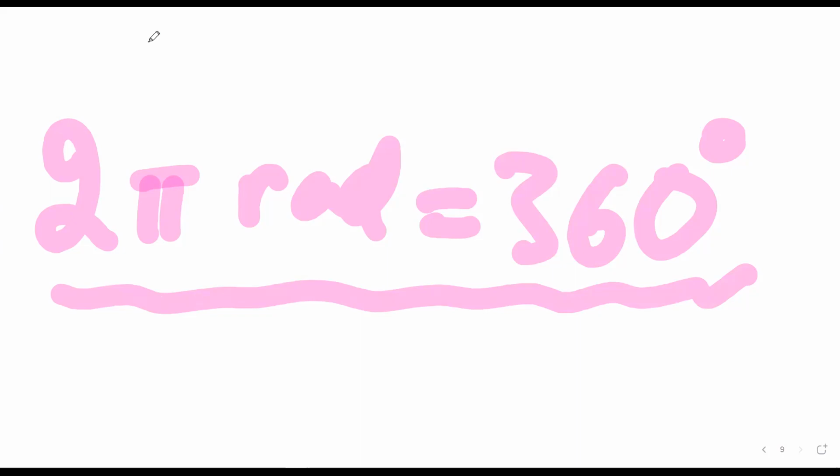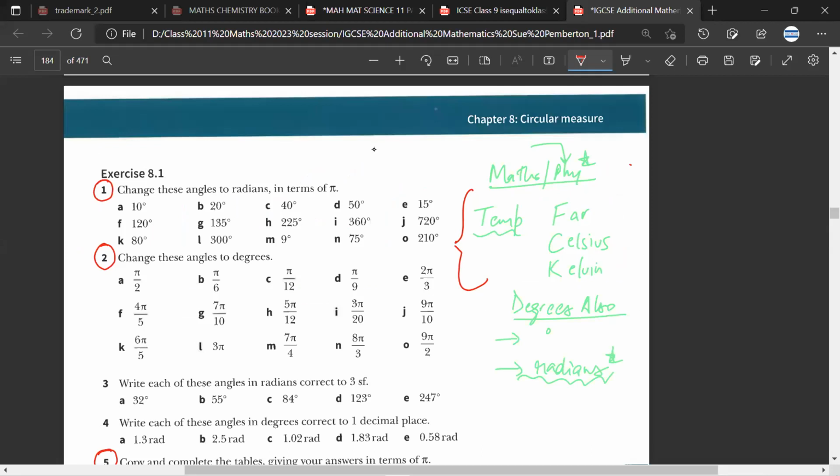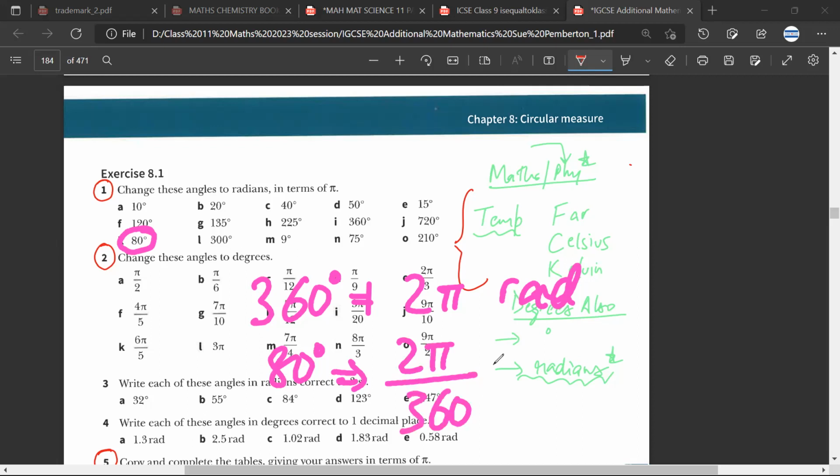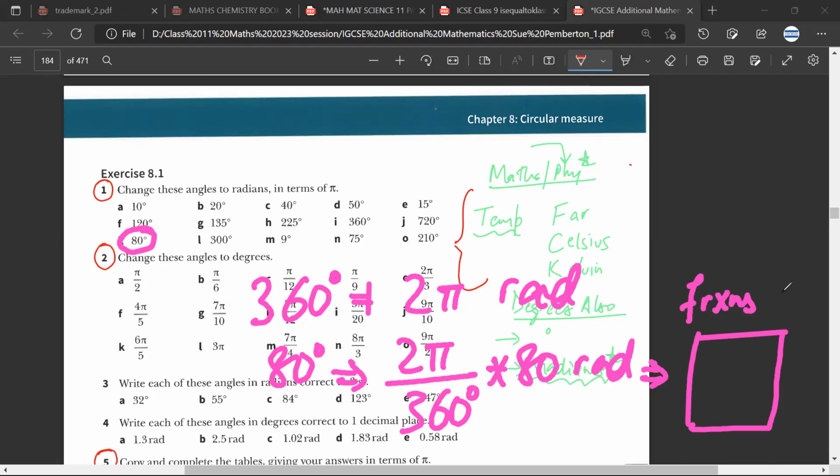So, for example, if I have to solve this question, 80 degrees, convert this 80 degrees into radians. So, 360 degrees is equal to 2 pi radians. So, 80 degrees would be equal to 2 pi upon 360 into 80 radians. And please leave the answer in fractions. In fractions only. No decimals required. Are we comfortable? That is it.